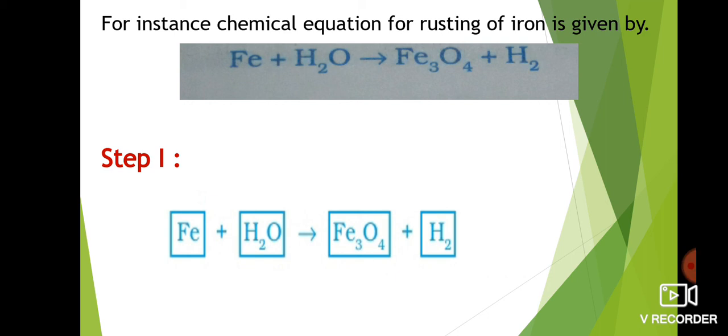We follow some steps to balance the chemical equation. So step 1 is, first we draw boxes around each formula. Do not change anything inside these boxes while balancing the equation. We just draw boxes around each formula, means Fe, so we put one box. H2O is one compound, and we put one box for water. Next Fe3O4. This is one compound, so we put one box, and H2.